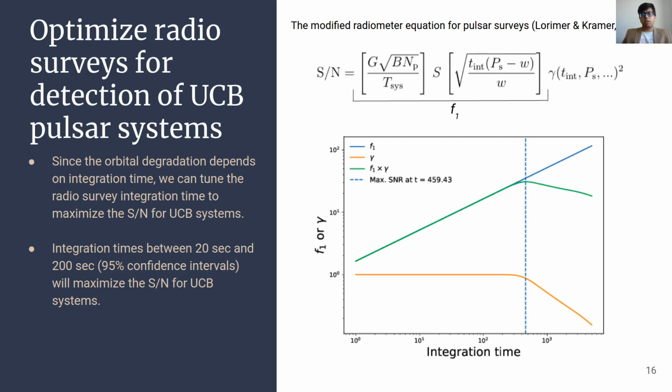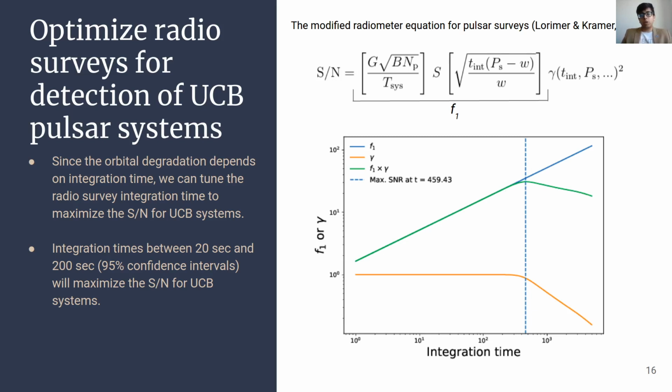To motivate this problem a little further, on the right hand side on the top, I have the radiometer equation that we saw earlier, but it's split up into two parts where F1 quantifies all of the properties outside of the degradation factor gamma. And on the plot on the bottom right, I'm showing the evolution of both F1 and gamma as a function of the integration time. Since this is on a log-log scale, we can see that F1 scales linearly with an increase in the integration time. On the other hand, the orbital degradation factor shown here in the orange has a turnover corresponding to a particular integration time that's unique to this type of BNS system.